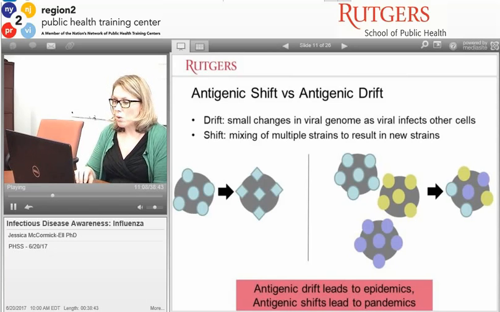And so it's important when we talk about pandemics to understand that antigenic shifts, where you have a reassortant of multiple different influenza viruses, will cause those sorts of infections, versus antigenic drift, which leads to more isolated epidemic situations.